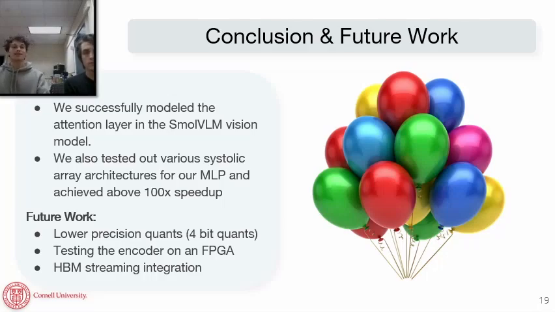Additionally, we found lower bit quantization, such as 4, 2, and 1 bit quantization. However, I doubt 1 bit quantization is recommended for our case. That actually has already been pre-trained and could be loaded immediately. And lastly, I think to fully build a proper data flow and spatial architecture, you need to heavily integrate this high bandwidth memory streaming.